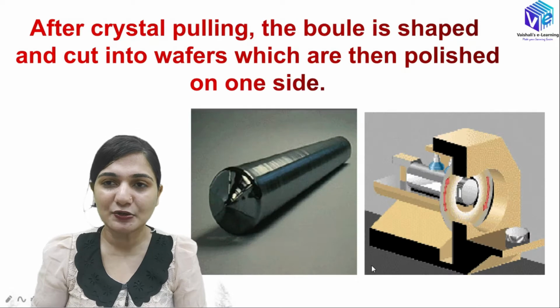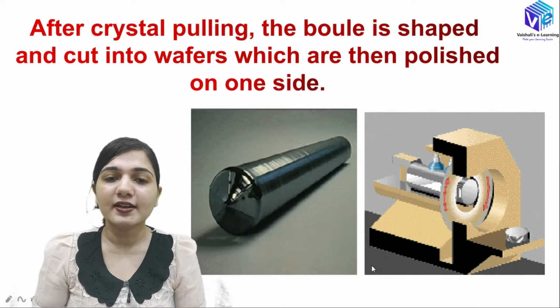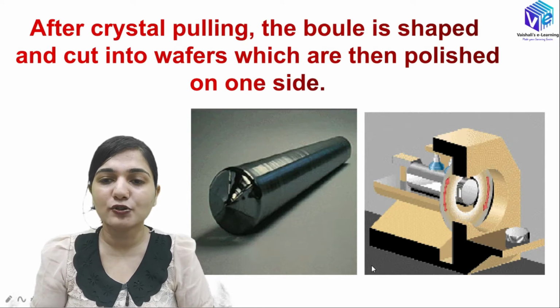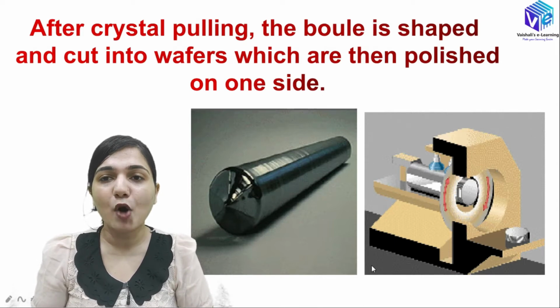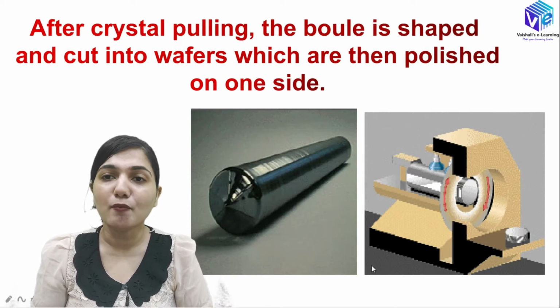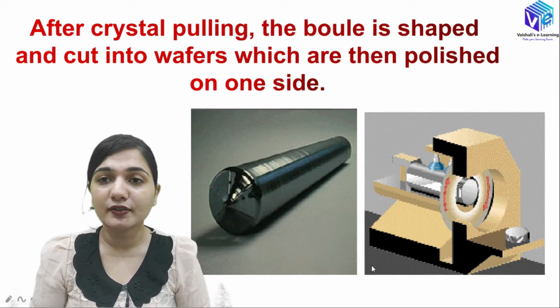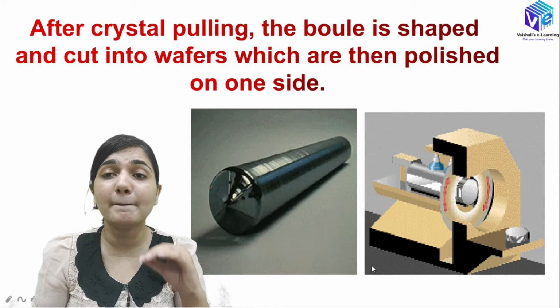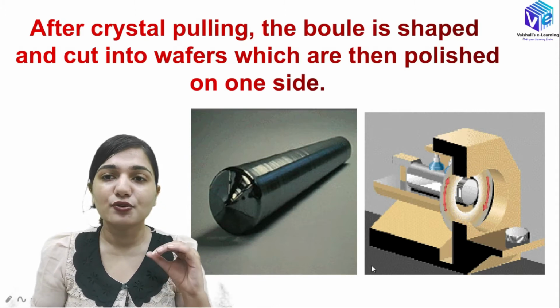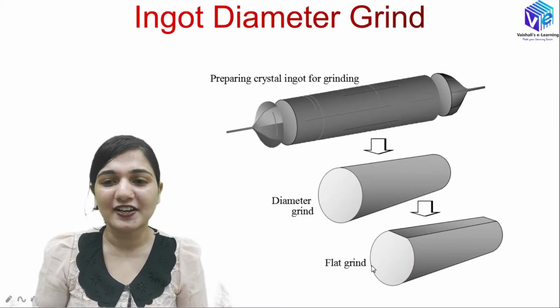I hope you understood this flow diagram. We will be talking about all of the processes in detail. So after crystal pulling, which we have already talked about, we have the silicon ingot and we will be cutting it into wafers and then polishing it on one side. This is how we will be removing the deformity present on that side. We want one side of the wafer to be perfectly defect free. So for this we require a lot of processes. We will be talking about all of them.